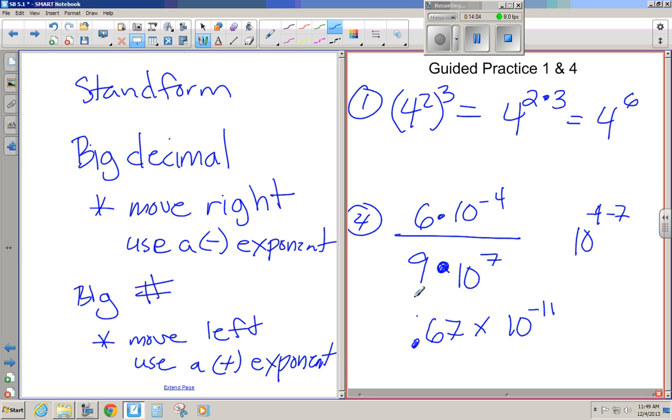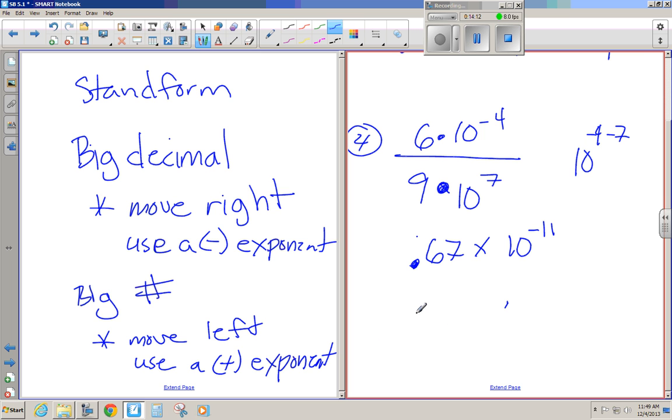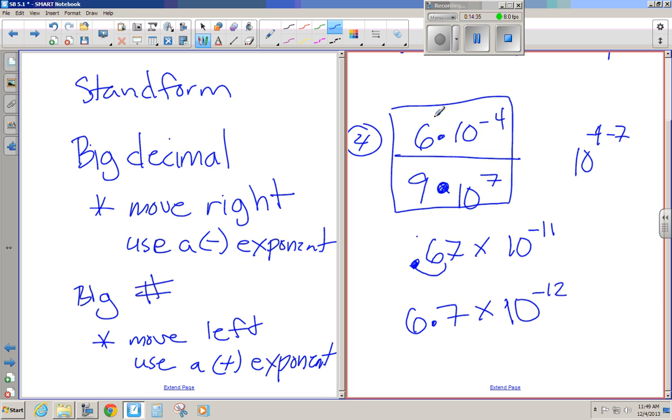All right, well, this is not what standard form should look like for scientific notation. So I need to make this 6.7 times 10 to the. All right, so we have a decimal. We move to the right 1. So we use a negative exponent. So that means negative 11 and another negative becomes negative 12. Now, I've shown you how to use your calculator to do scientific notation already, so you should be able to also check your answer using the calculator.